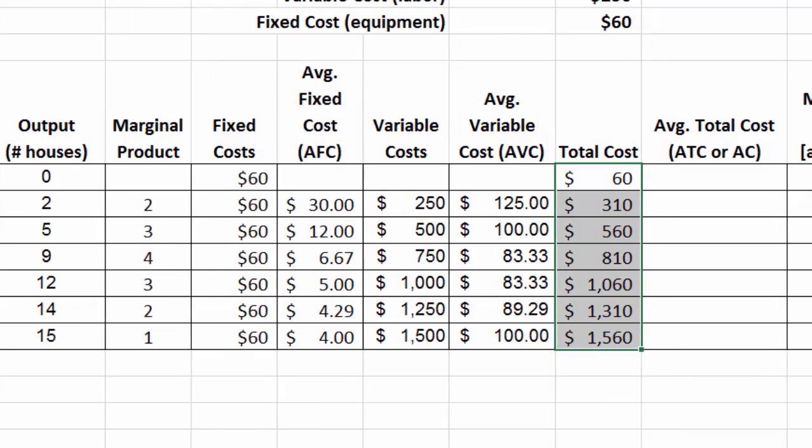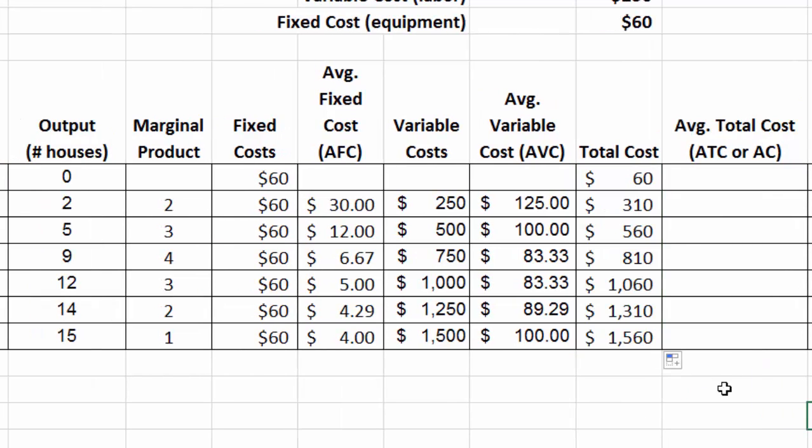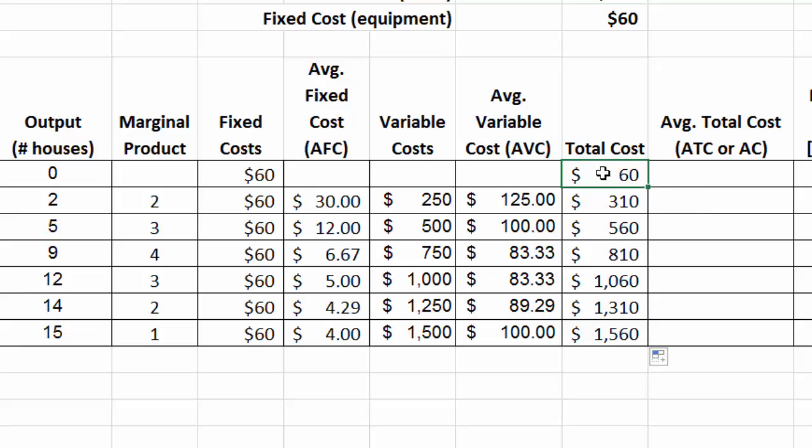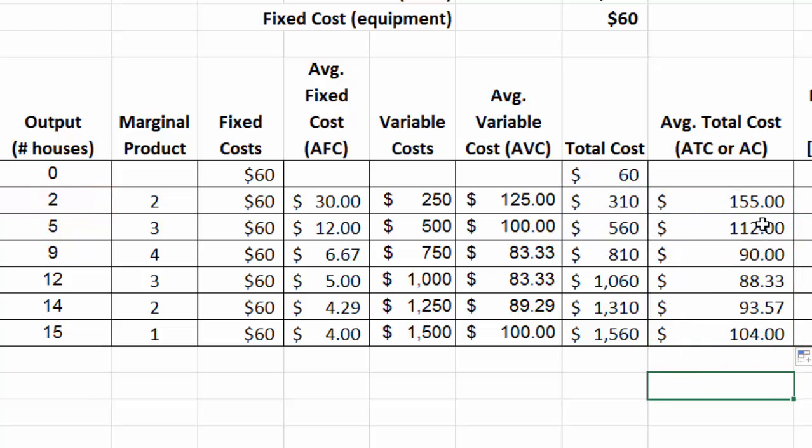We're not interested in graphing the totals so much as the averages, so we won't graph that, but we need to calculate that so we can calculate the average total cost. So the average total cost is simply our total cost at that level of output divided again by the level of output. So this should be becoming very familiar to us by now, I hope. Let's fill that down. And now again, we'll notice that average total cost starts high, goes down, bottoms out, and then starts going back up again.